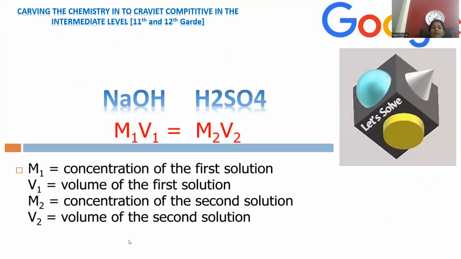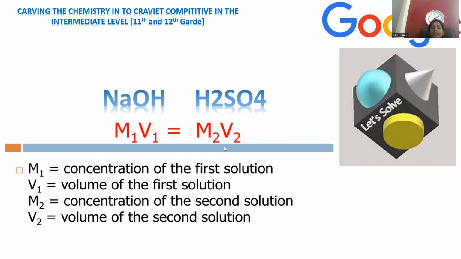This is possible by a simple formula, which is given as M1V1 = M2V2. The M1V1 terms belong to sodium hydroxide, let's assume. The M2V2 terms belong to sulfuric acid. M1 is the concentration of sodium hydroxide. V1 means the volume of the sodium hydroxide.